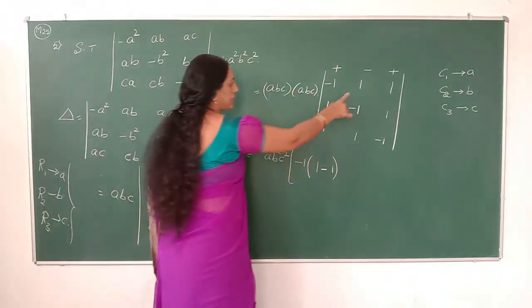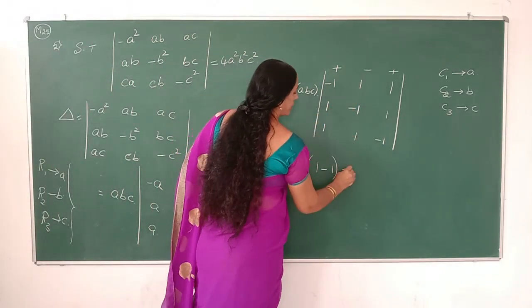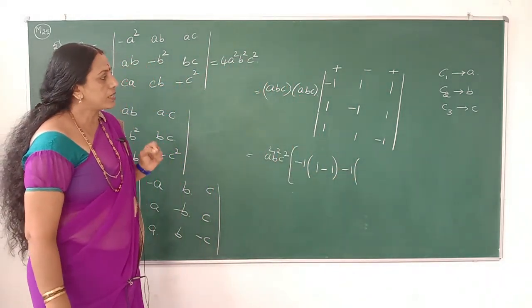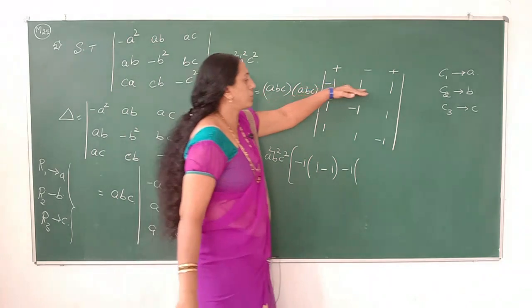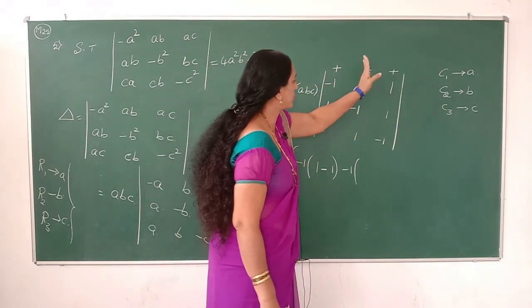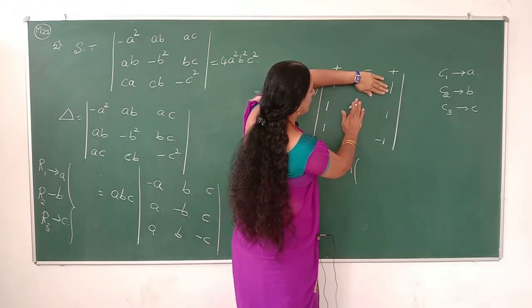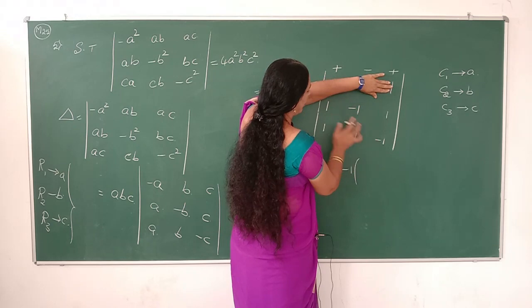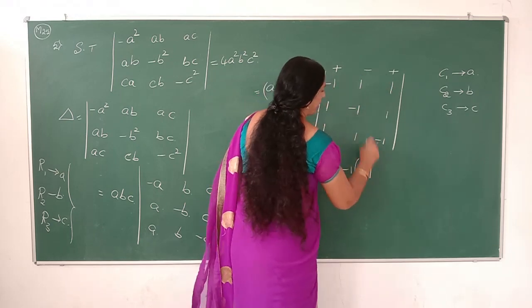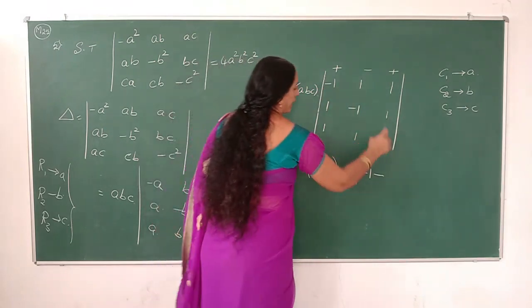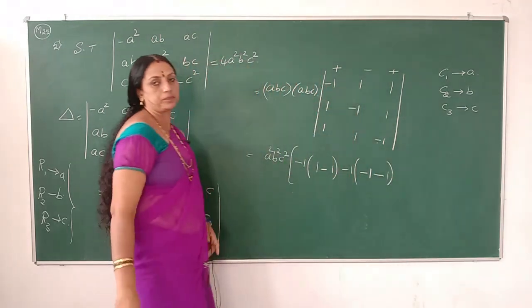Similarly, the next element is 1. 1 into minus 1 is minus 1. So minus 1 of means 1 is an element of the first row, second column. These elements are neglected and the remaining elements are cross multiplied. 1 into minus 1 is minus 1, minus the right diagonal, which is 1 into 1 is 1.